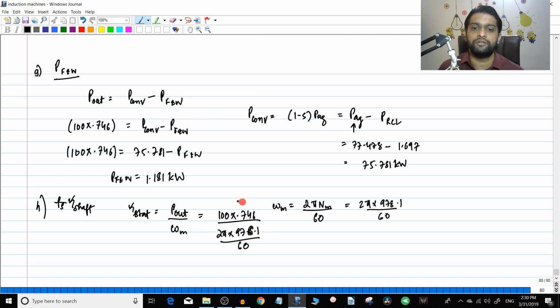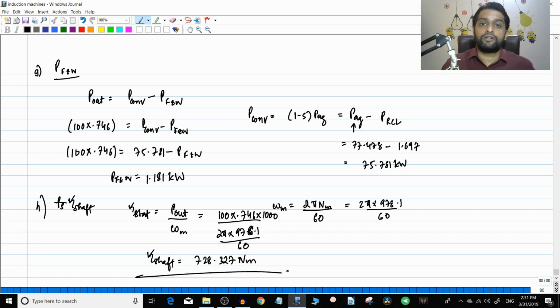So this value is in kilowatts. Remember, this output power 100 into 0.746 is in kilowatts. So to convert it into watts, you can multiply it by 1000. Then only you will get it in Newton meter. Remember that. For Newton meter, everything should be in SI units, so watts and all those things should be maintained. So shaft torque here will be equal to 728.327 Newton meter.